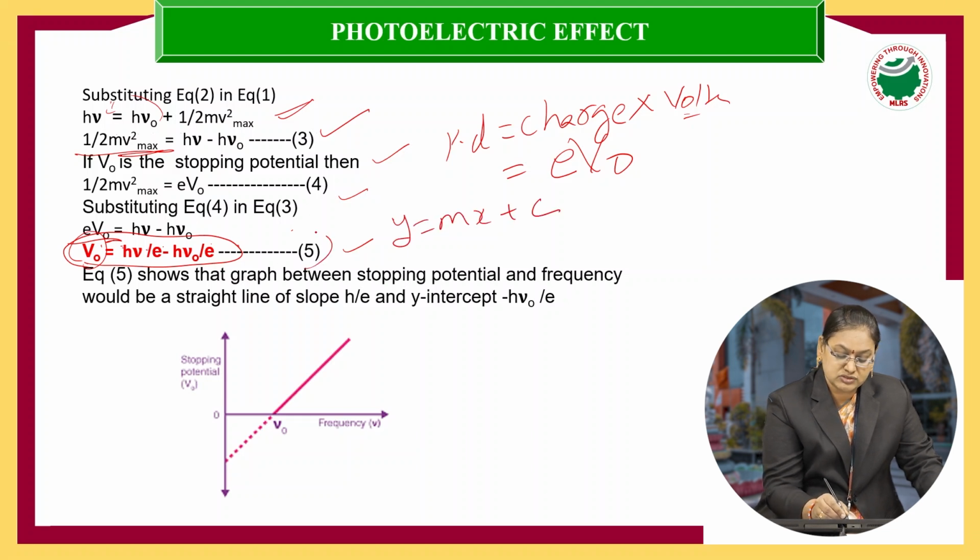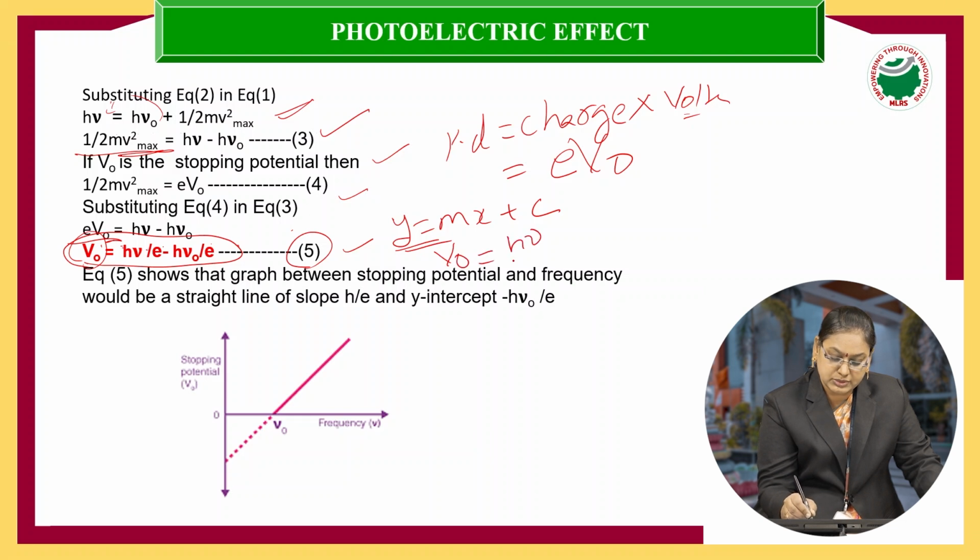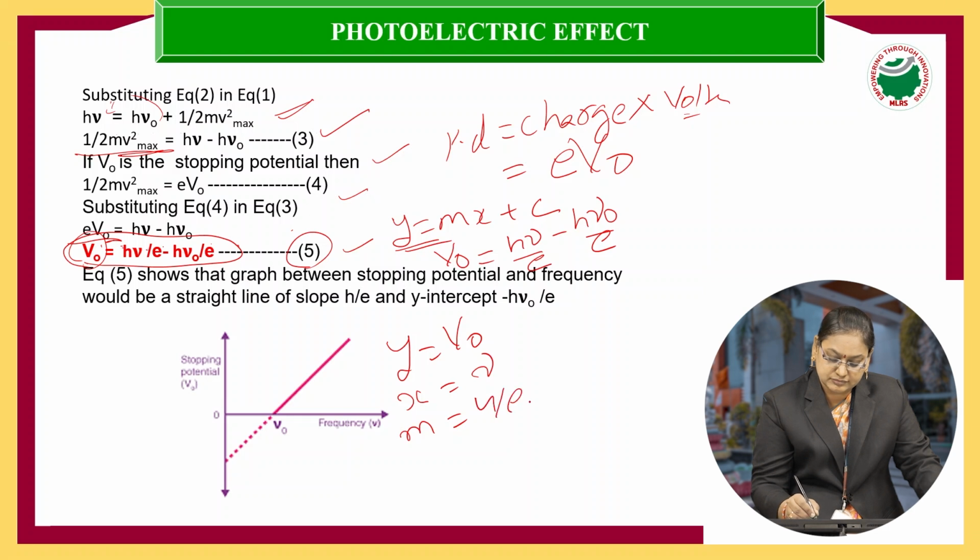So now compare equation 5 with this equation. You can see in the place of y, what we will get here? V naught is equal to h nu by e minus h nu naught by e. Compare these two equations. In the place of y, we have stopping potential V naught. In the place of x, you are having frequency nu. In the place of m, we have h by e. And in the place of c, we have minus h nu naught by e.